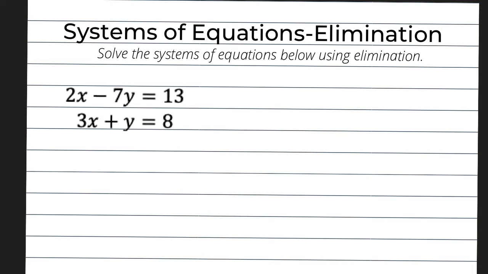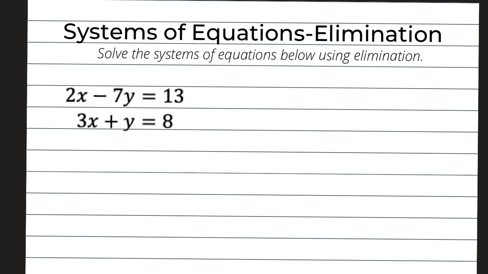So if we're looking at the x's, 2x plus 3x is 5x. 2x minus 3x is negative 1x. So that doesn't cancel. And if we look at the y's, negative 7y plus y is negative 6y. And if we subtract, negative 7 minus 1 is negative 8. So neither of those cancel. So you want to think about, is there an easy way to multiply 2 to get to 3 or 3 to 2? No. So the x's are not going to be the easiest to cancel out.